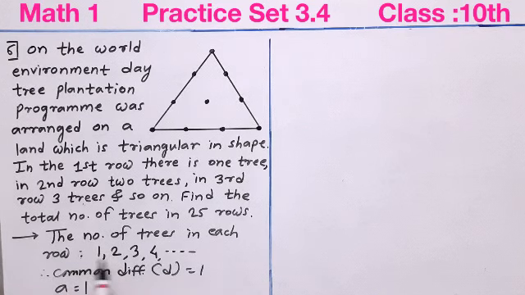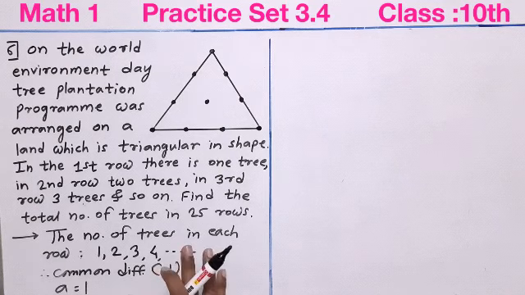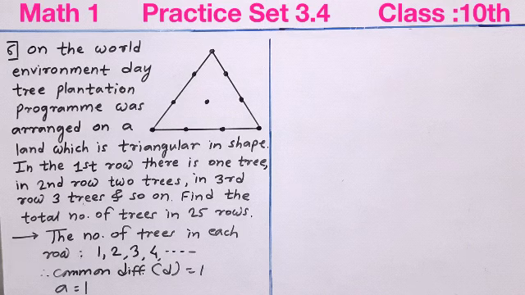You can see the first term in this arithmetic progression is 1. It is an arithmetic progression because the common difference is constant. See here, 4 minus 3 is 1, 3 minus 2 is 1, 2 minus 1 is 1. So common difference is constant. So the given sequence is an AP, arithmetic progression, with first term a equal to 1.